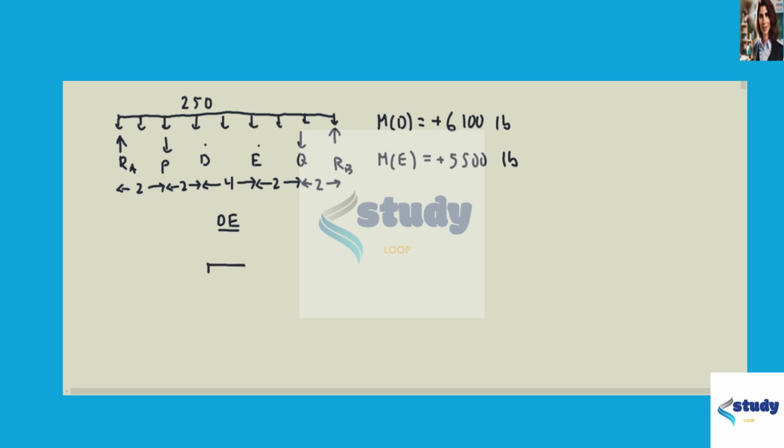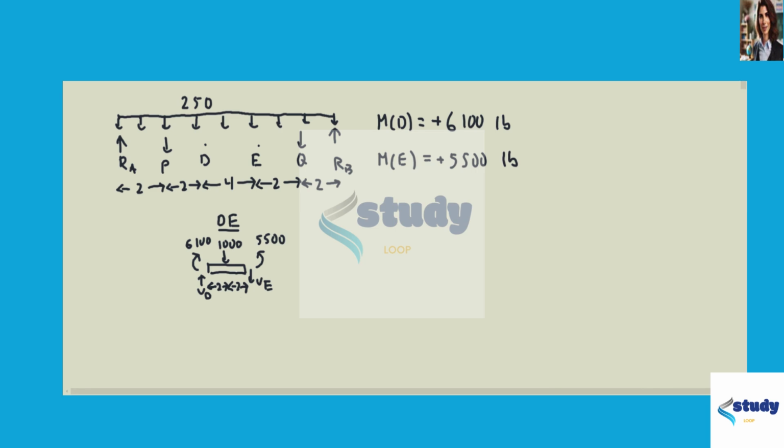All right, we are going to have our two moments that we were given. So we'll have our 5,500 at E and our 6,100 at D. We're going to have the shears at each point, V at E and V at D, and we'll have our resultant uniform load, and that will be at the center.